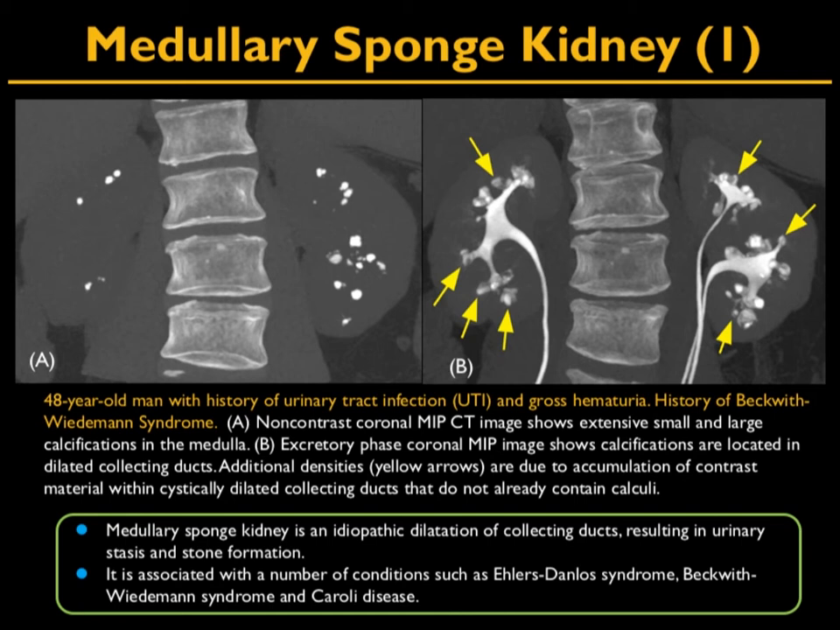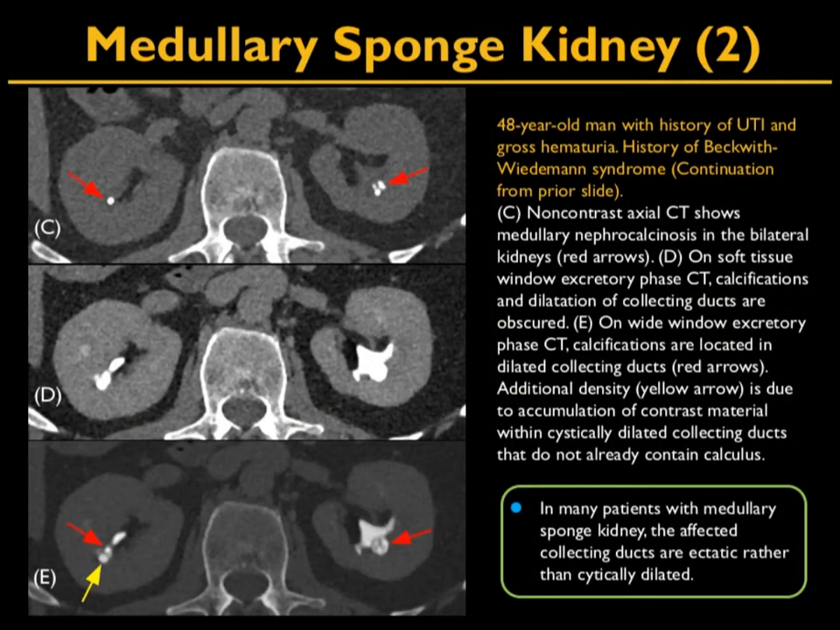Medullary sponge kidney is an idiopathic dilatation of the collecting ducts, resulting in urinary stasis and therefore commonly gets stone formation. It's associated with a number of conditions like Ehlers-Danlos syndrome, Beckwith-Wiedemann syndrome, and Caroli's disease. Another example of medullary sponge kidney, a very nice example in a patient with a history of Beckwith-Wiedemann syndrome. A very nice example showing you that appearance.